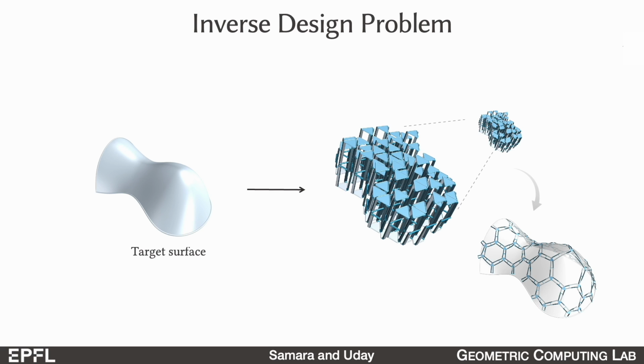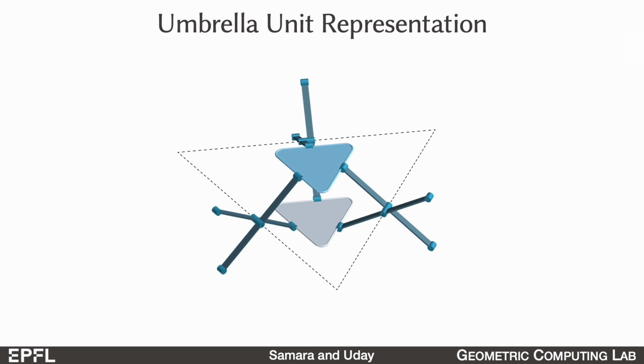To solve the inverse problem, we need to understand how to compute the equilibrium state of the deployed umbrella mesh. And for that, we need to model the umbrella units computationally. For each unit cell, we need to model the elastic deformation of the arms, as well as how the arms are connected with each other and the top and bottom rigid plates.